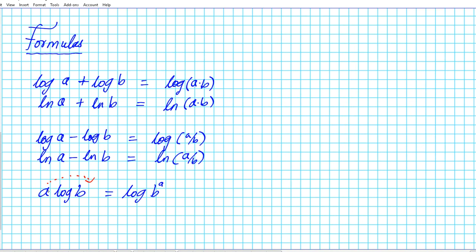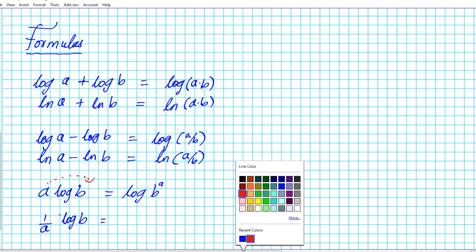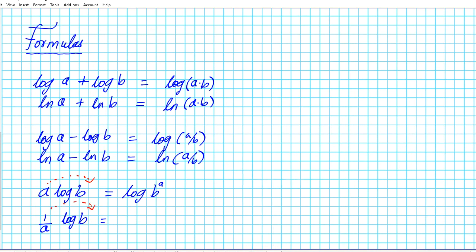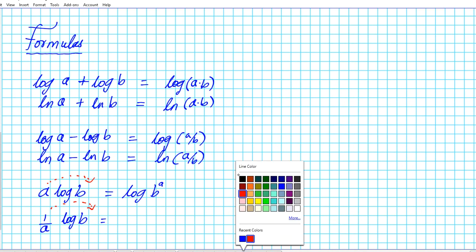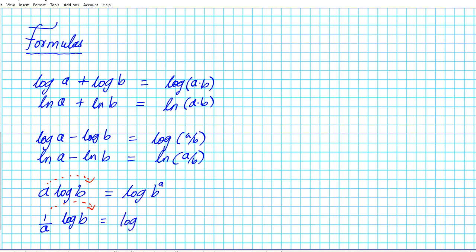And if a were a reciprocal, let's say a were a fraction, 1 over a, for example, and you want to take the common log of b multiplied by 1 over a, the same procedure can be applied here. This coefficient can be expressed as a power, so you can power up the coefficient to the logarithmic argument b, and write that as log of b to the 1 over a.